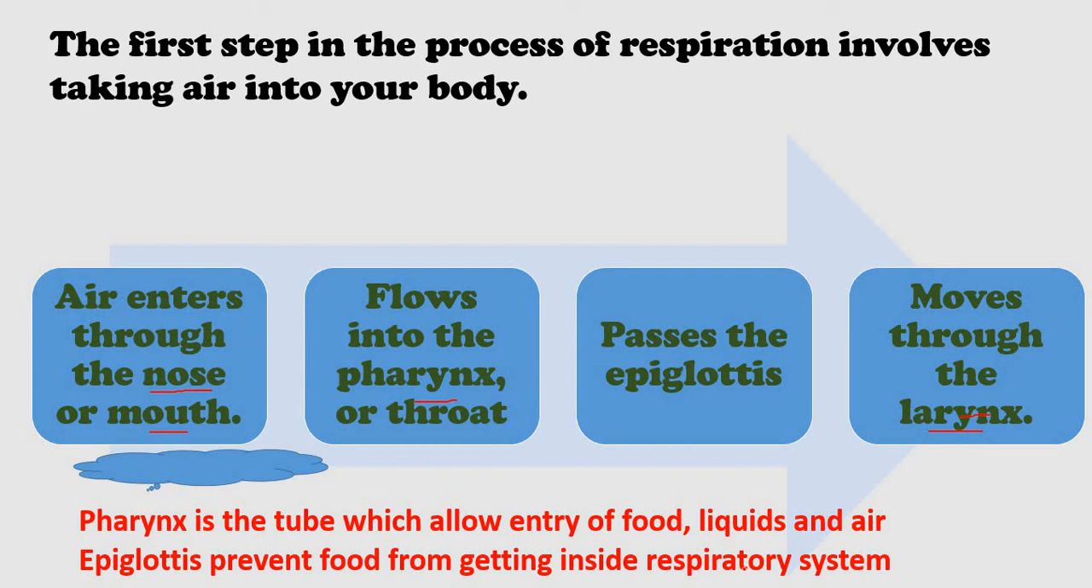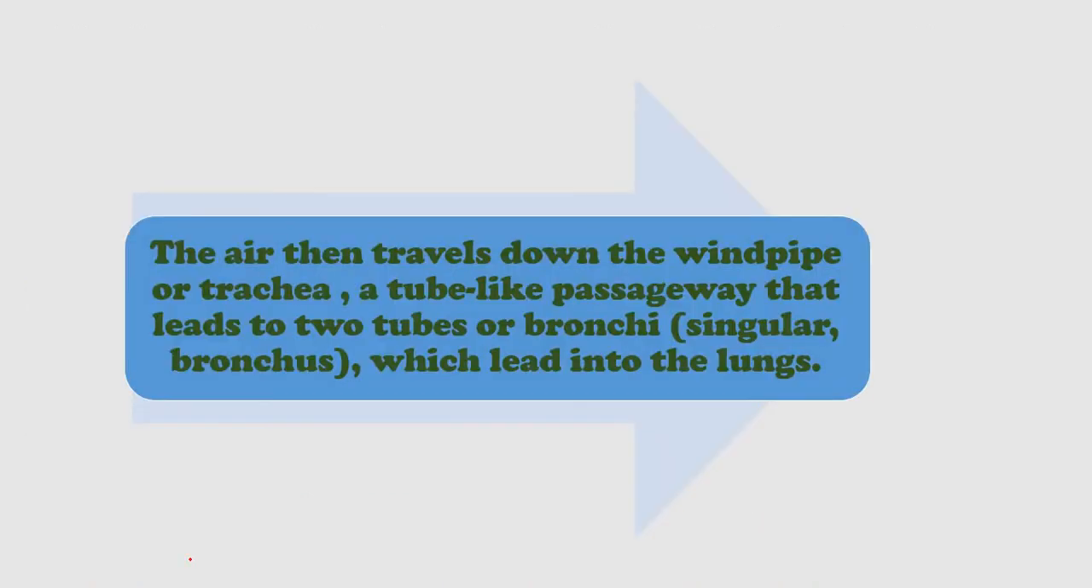Remember that the pharynx is the tube which allows the entry of food, liquids, and air. But food and liquids are prevented from entering the respiratory system through the epiglottis. After passage of air through the larynx, the air travels down the windpipe, or you can call it trachea. Trachea is a tube-like passageway that leads to the two tubes or bronchi. Bronchi lead to the lungs.